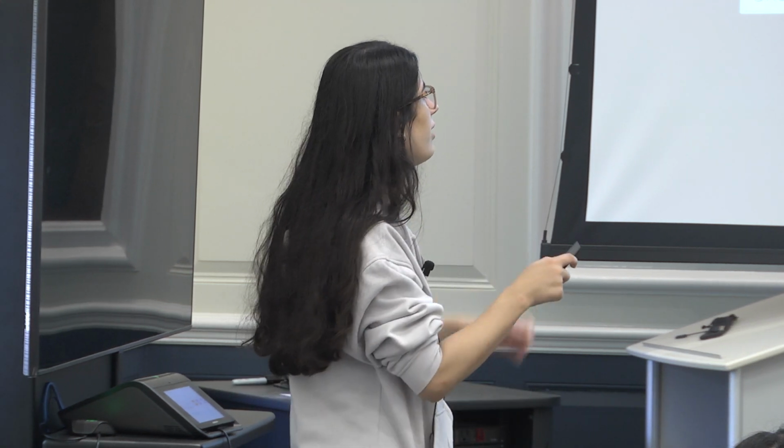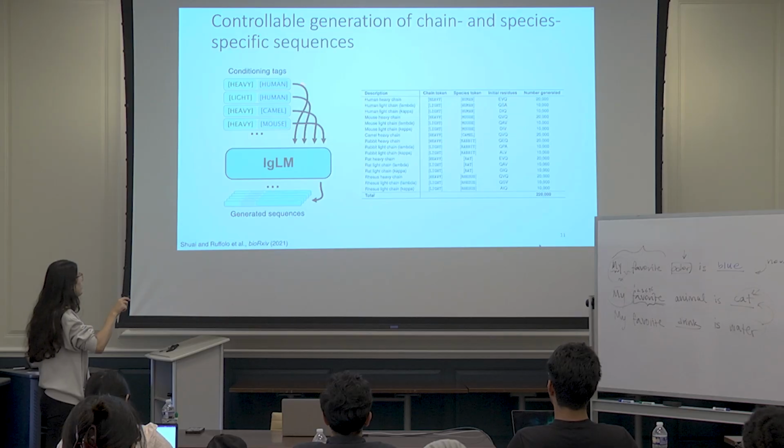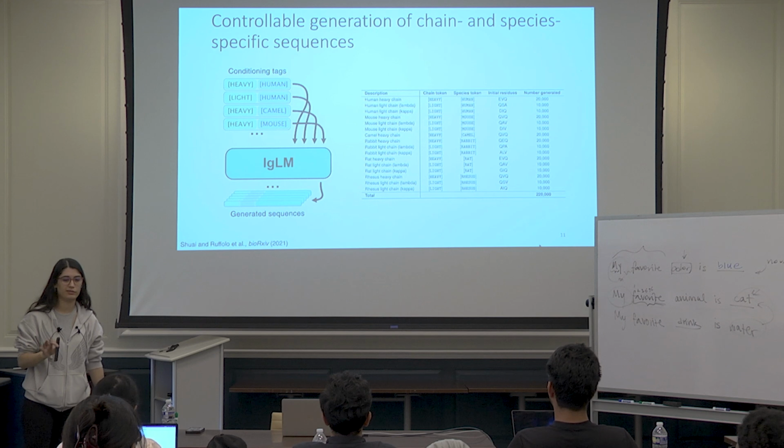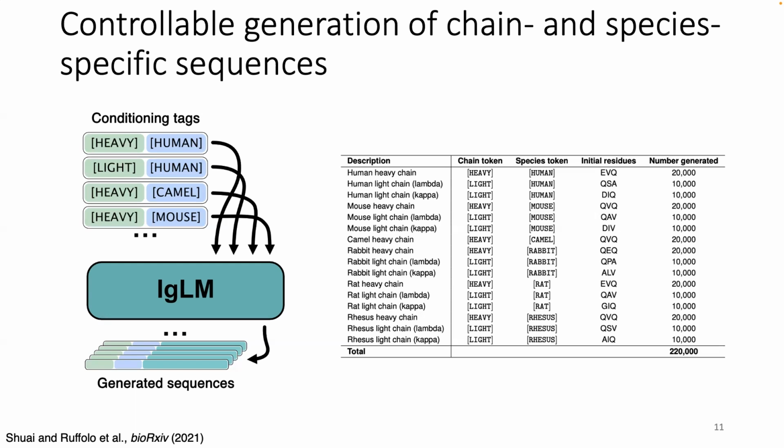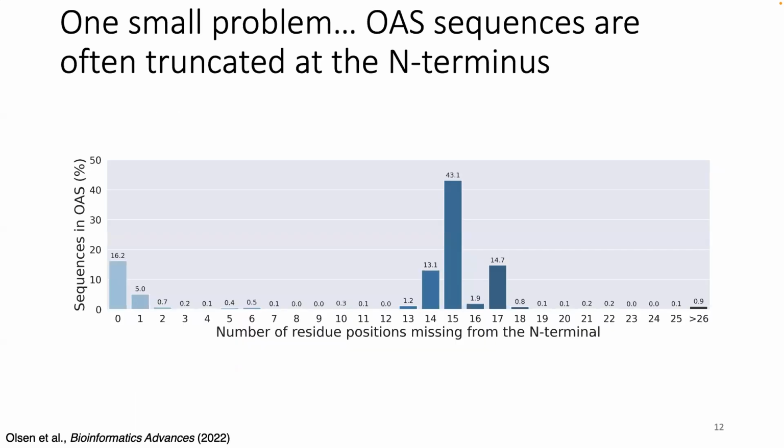I would also add that it'll be interesting to fix different positions and see what happens in terms of different species. But let's just talk about, based on these conditioning tags, we can feed into IgLM, we can come up with generated sequences that contain that chain, as well as according to IgLM, it belongs in that species category, and then we have our full sequence.